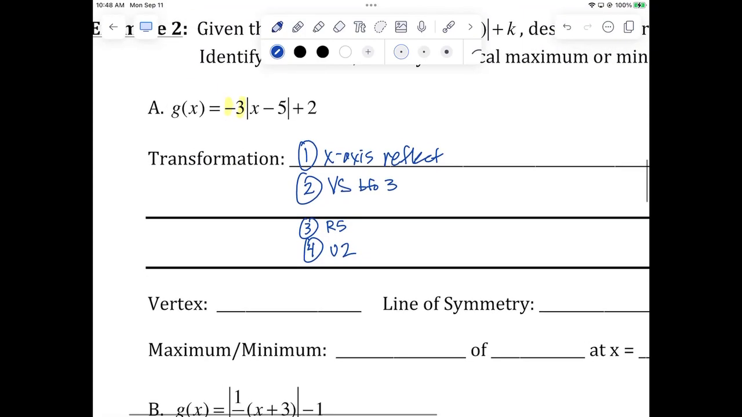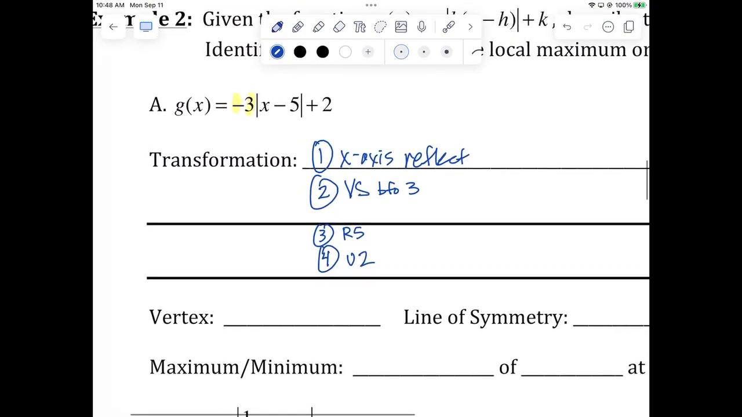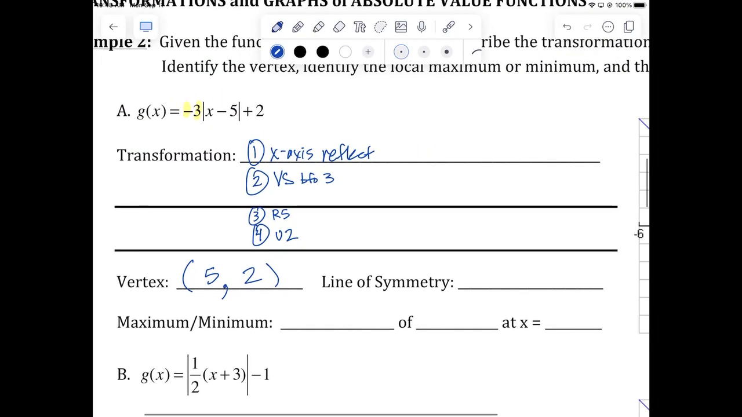Let's do the vertex. We actually need that to graph it. The vertex is where? What ordered pair? At 5, 2. Yeah. It was at 0, 0. We moved it right 5. So 0 went to 5. And it went up 2. So now the y coordinate's 2. That's the HK format, 5, 2. Hey, before we even graph it, the line of symmetry is the vertical line x equals what? 5. It's just the x coordinate of the vertex.